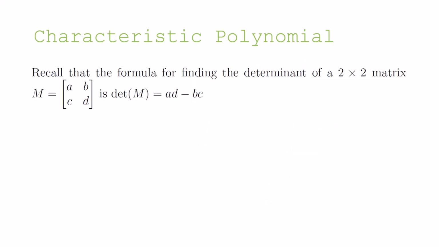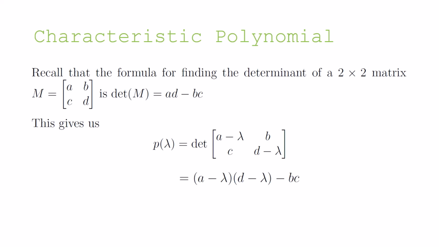Recall that the formula for finding the determinant of a 2x2 matrix M with entries a, b, c, d is determinant of M equals ad minus bc. This gives us p of lambda equals the determinant of the matrix with entries a minus lambda, b, c, and d minus lambda. Applying the formula, this gives us a minus lambda times d minus lambda minus bc, which is equal to lambda squared minus (a plus d) lambda plus ad minus bc.